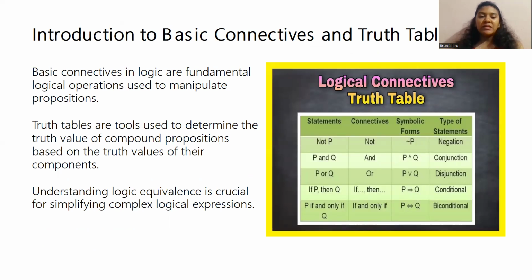Basic connectives in logic are fundamental logical operations used to manipulate propositions. Truth tables are tools used to determine the truth value of a compound proposition based on the truth values of their components. Understanding logical equivalence is crucial for simplifying complex logical expressions.